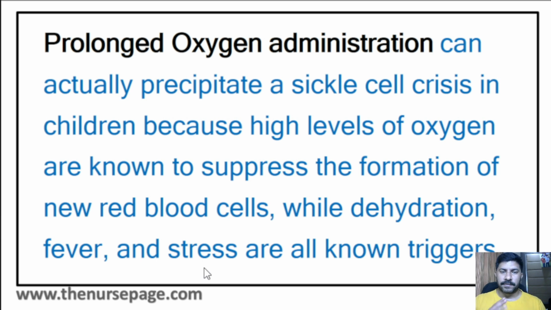So, if you are starting oxygen administration, it will not provoke the sickle cell crisis. But if it continues for a prolonged period, because of the high oxygen level, it will suppress the formation of RBCs. Then it will lead to sickle cell crisis. So that is the difference between oxygen administration and prolonged administration, and how it precipitates sickle cell crisis.